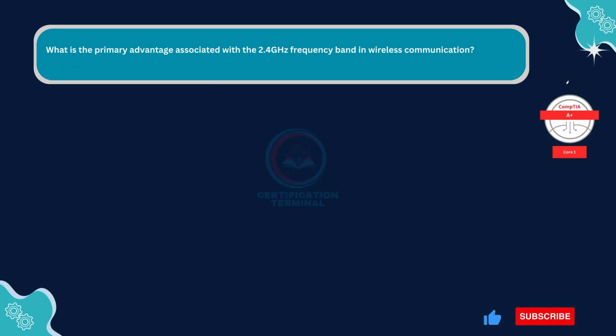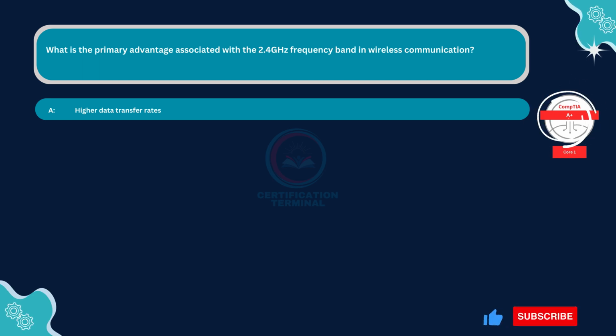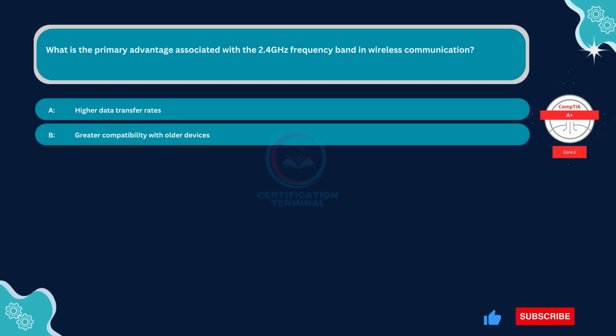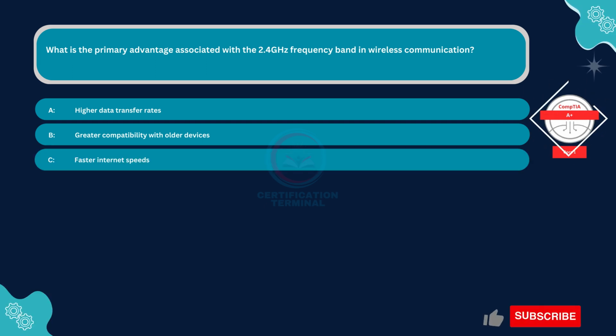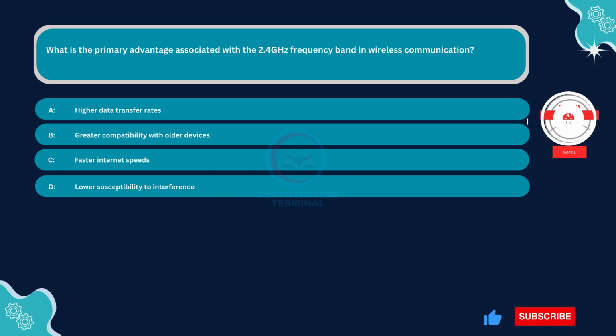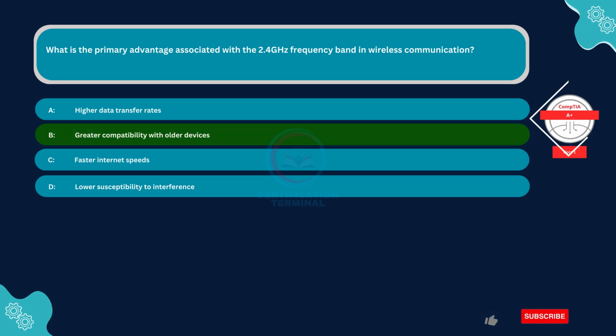Next question. 12. What is the primary advantage associated with the 2.4 GHz frequency band in wireless communication? Option A, higher data transfer rates. Option B, greater compatibility with older devices. Option C, faster internet speeds. Option D, lower susceptibility to interference. The correct answer is Option B, greater compatibility with older devices.